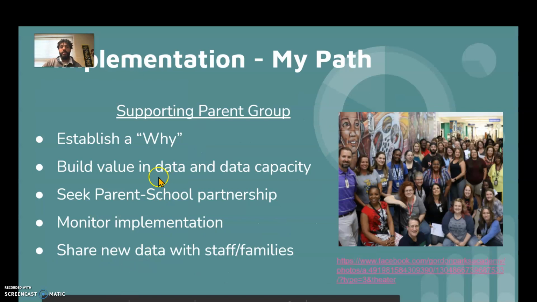Okay. In implementing my plan, I think first of all, we have to establish the why. If you can establish the why and make that very clear and visible, then that helps people buy in just a little bit better. Building value in the staff for data and data capacity so that it's more useful when we have those conversations. And then seeking parent-school partnerships so that we can really buy in with those parents, and we don't have to use parens patriae as a tool to motivate them, but we can actually just work with them to try to make changes.